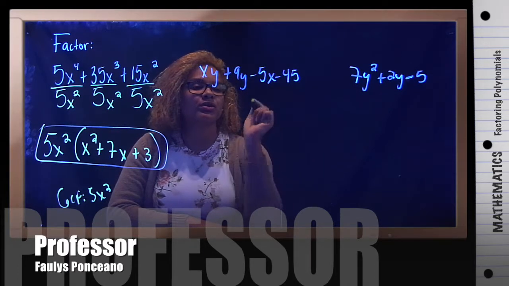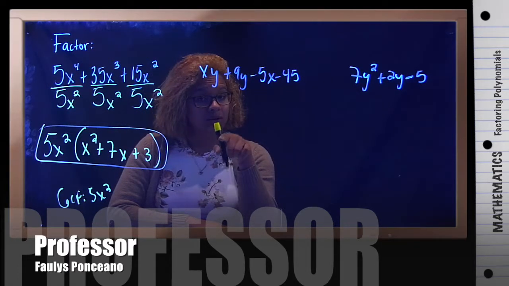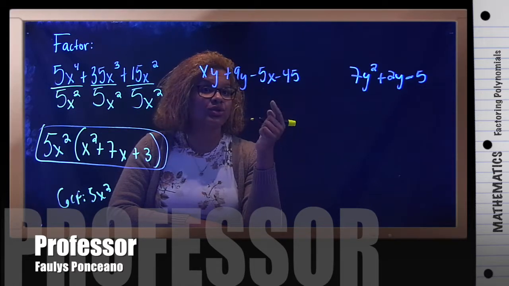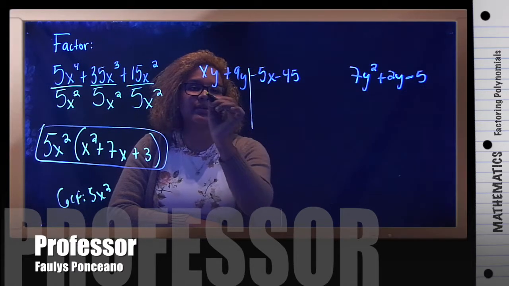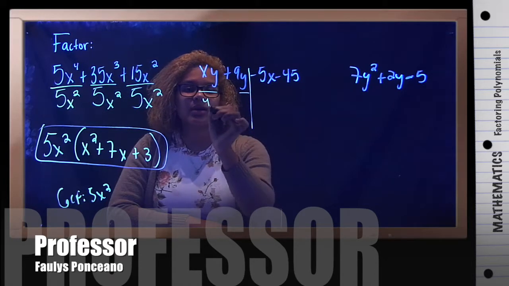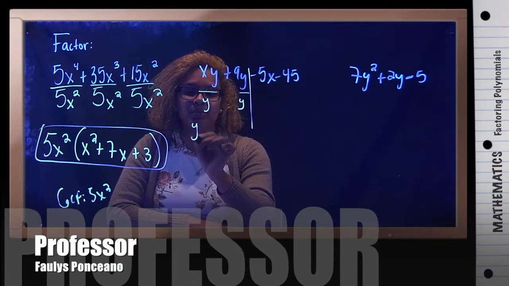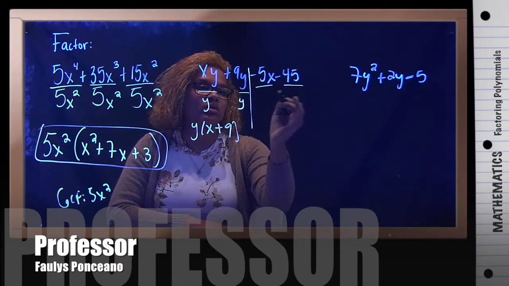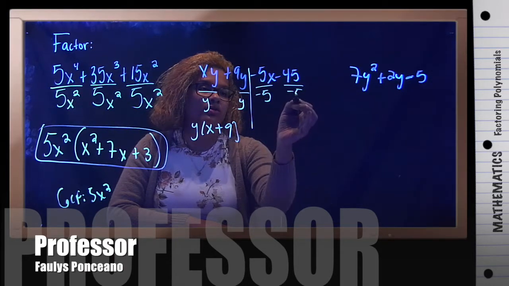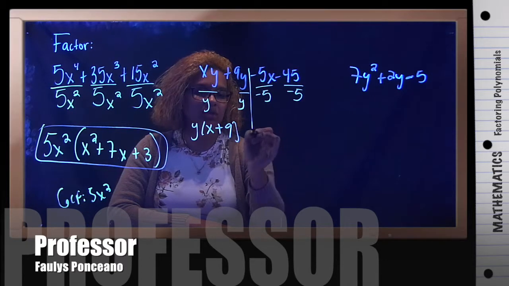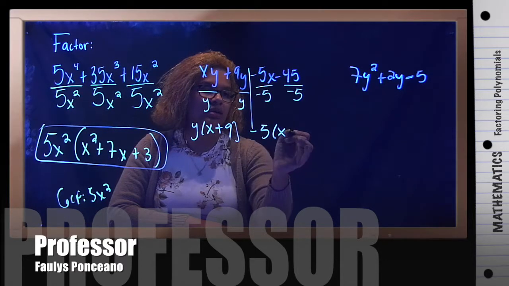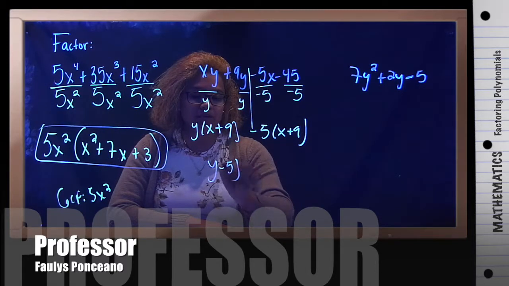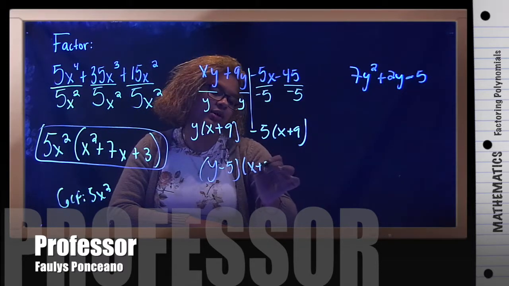Over here, we're going to start by grouping. Now, remember the question, always check for GCF. In this case, there's no GCF, but you want to always check. Grouping, split in the middle. What do these two have in common? X plus 9, negative 5, x plus 9, y minus 5, x plus 9.